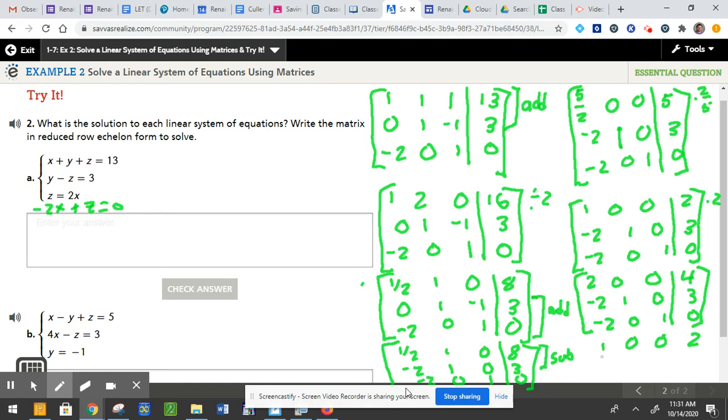And then my new second row is going to be this and this added together. So 2 plus negative 2 is 0. 0 plus 1 is 1. 0 plus 0 is 0. 4 plus 3 is 7. And then my new third row is going to be the first row here, added with the third row here. So 2 plus negative 2 is 0. 0 plus 0 is 0. 0 plus 1 is 1. 4 plus 0 is 4.